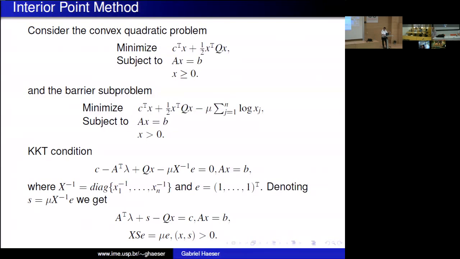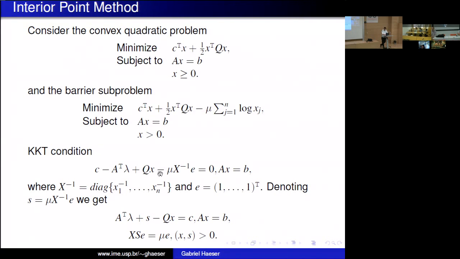That's it. Here it's the rest of the derivative of the objective function. Derivative of log is 1 over x, and we can write this in this form. This is a diagonal matrix, where in the diagonal you have the inverse of the variables. And this vector E is the vector of ones.